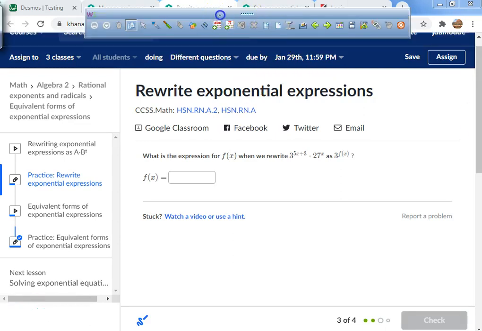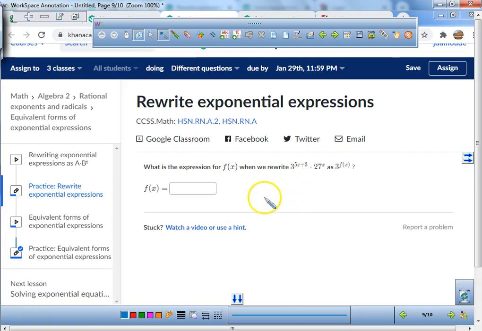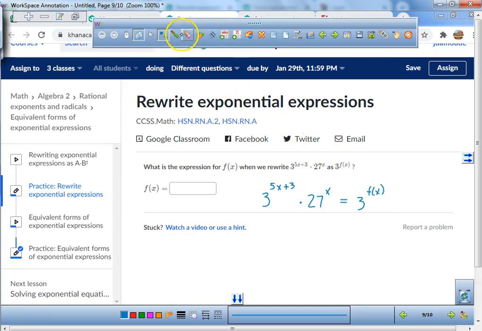All right, today we're going to be focusing on how to rewrite exponential expressions. This one's kind of hard to see, so I'm going to make it a little bit bigger. We have 3 to the power of 5x plus 3 times 27 to the power of x. And we're going to try to rewrite it as 3 to the power of f of x. So ultimately, what we're looking for is: what does f of x have to be in order for these to be equal?